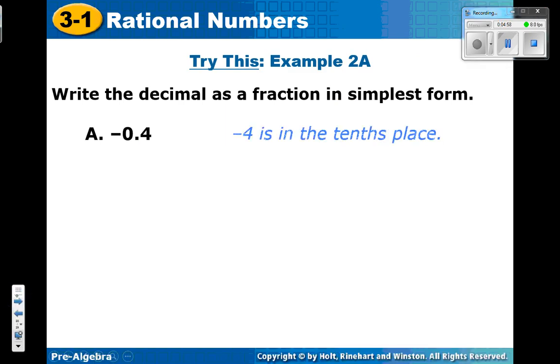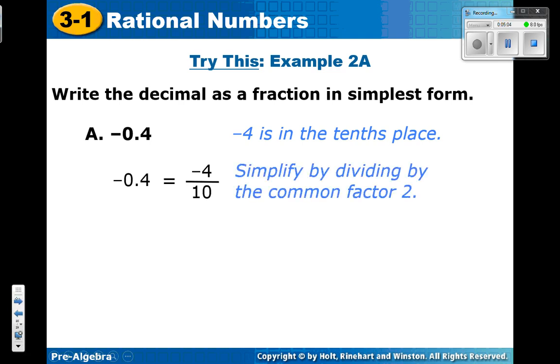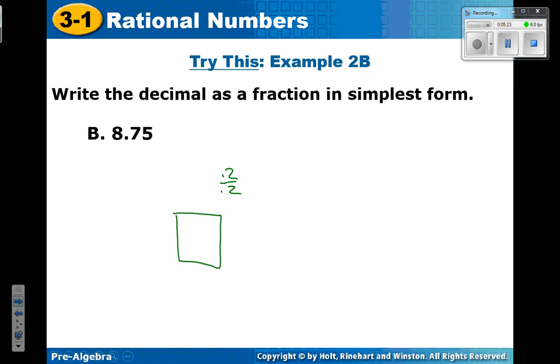Okay, we've got negative 0.4. That 4 is in the tenths place. So that can be written as negative 4 over 10. And we'll simplify by dividing by a common factor of 2, which, if we divide by 2 over 2, will give us negative 2/5.